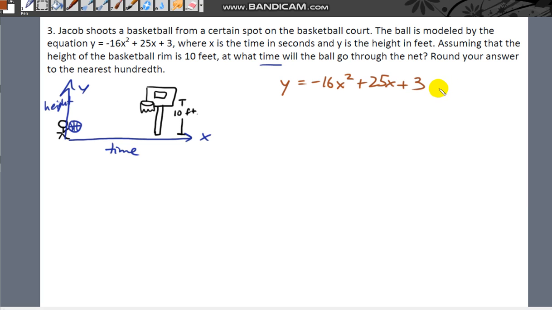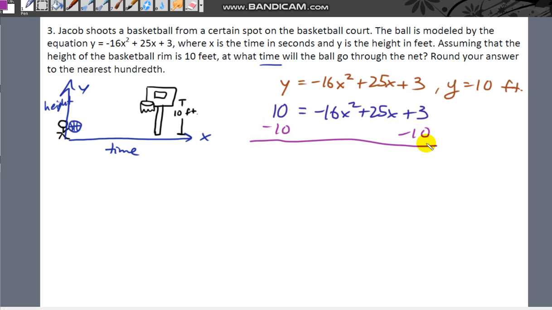So it looks like the ball will pass through the net at 10, when the height, or in other words, y, is 10 feet. So we're taking this value 10 and plugging it in here. So we have 10 equals negative 16x squared plus 25x plus 3. We want to get all terms on one side, so we subtract 10 on both sides. This cancels, and we get 0 equals negative 16x squared plus 25x, and then 3 minus 10 is going to be negative 7.